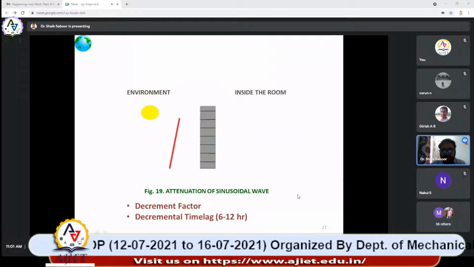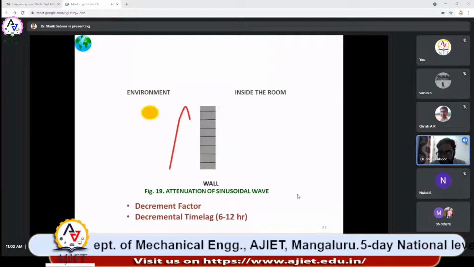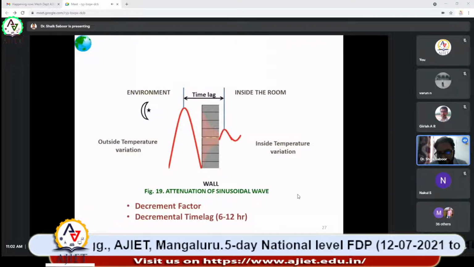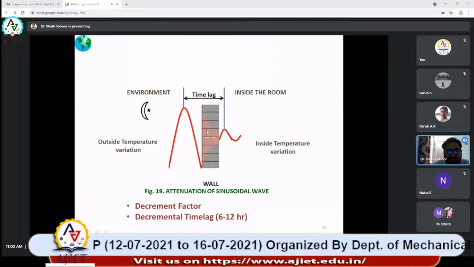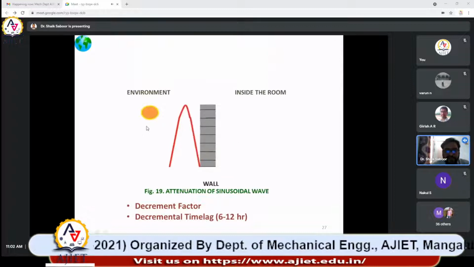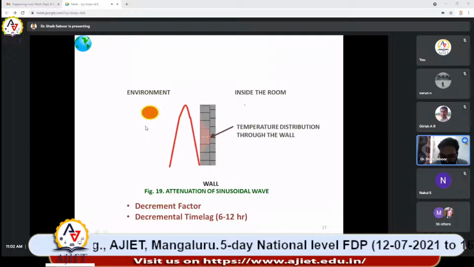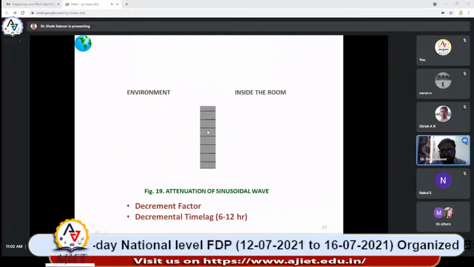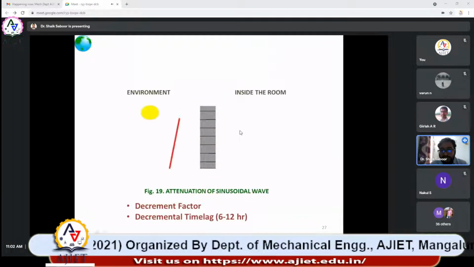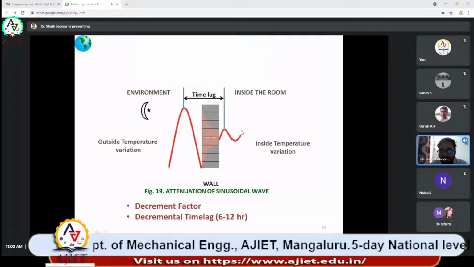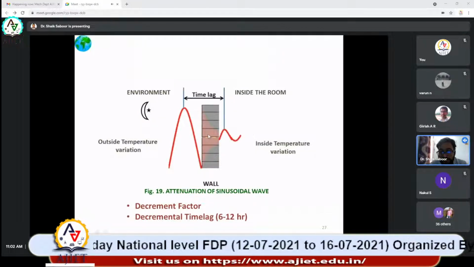Okay. So how are we going to get this decrement factor and time lag? What is its significance? Let us take an example of the wall here. Let us assume the outside average temperature is 30 degrees centigrade, just for example's sake. If the wall has a decrement factor of 0.5, it allows only 15 degrees centigrade temperature to the inside. Means 15 degrees centigrade temperature will be there inside the building. Means decrement factor is 0.5 here.